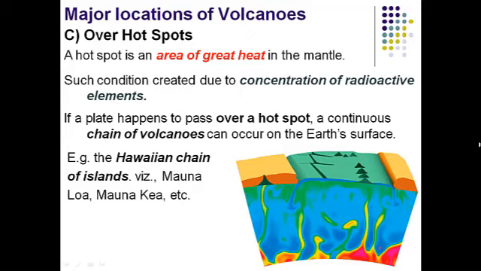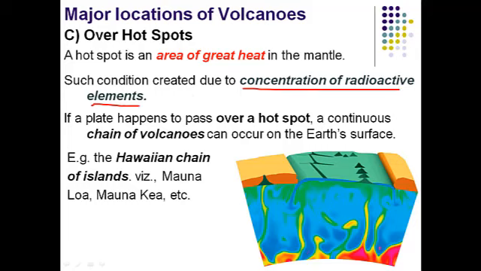Hotspots are mainly the area of great heat in the mantle. As you can see in this cross-section view, from the mantle the uprising magma managed to break through the thin oceanic crust. One of the best examples where this hotspot takes birth is beneath the ocean. Such condition is created due to the concentration of radioactive elements.